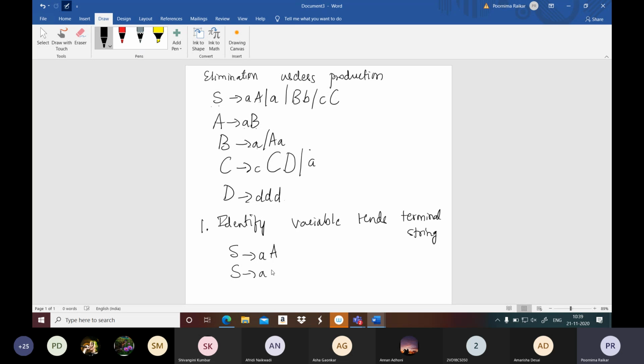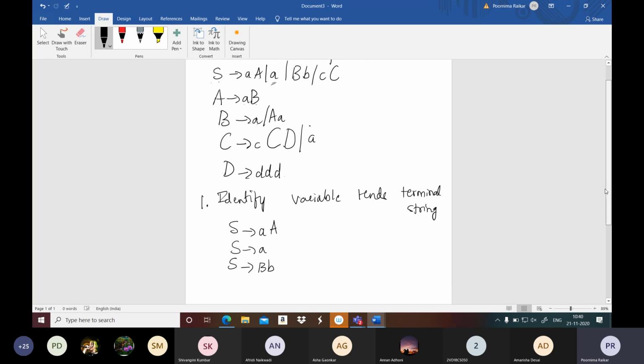The second rule is S → A. This is given only with small letters, so I can consider that. Then S → BB. You have to check all of them. B can be substituted with small a, so it will become AB. So I can consider that. Then S → small c, capital C. Small c is terminal, capital C is non-terminal, that is your variable. C can be substituted with A. That means I can generate terminals from this also.